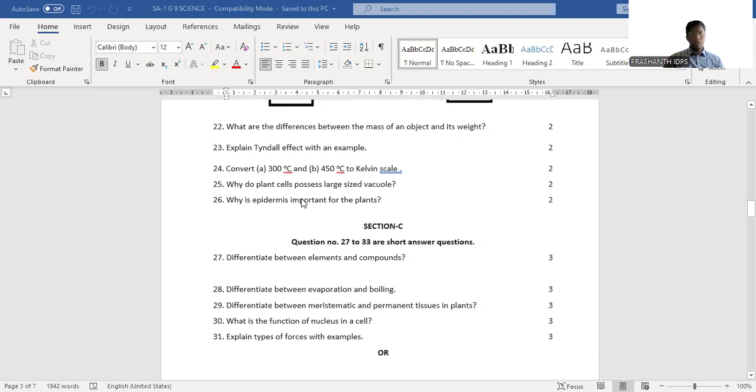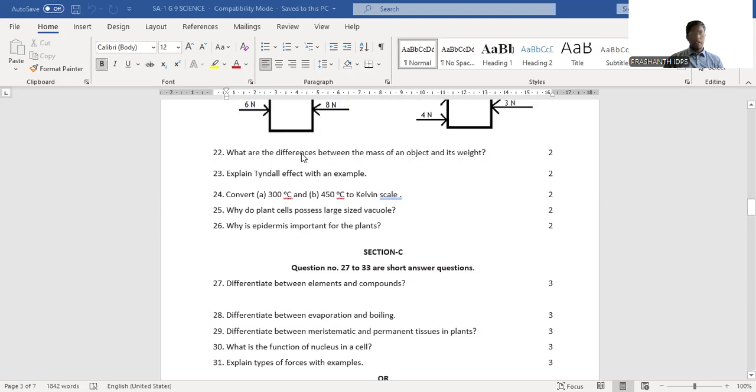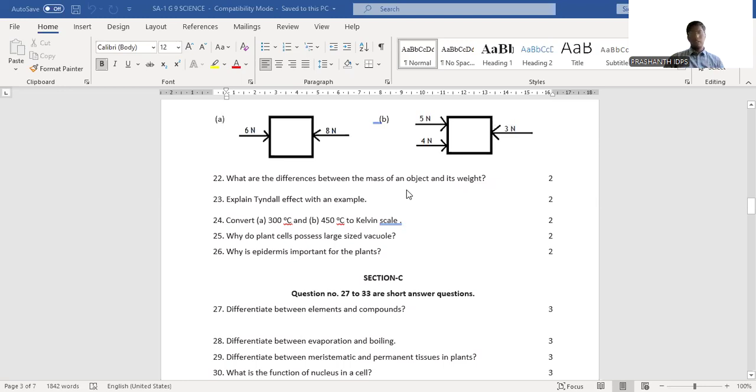Explain this Tyndall effect. Write the differences: what are the differences between mass of an object and its weight? Okay, it is already a very simple question. I have given the key, prepared the key sheet also.